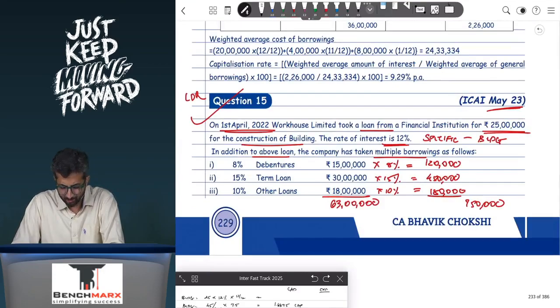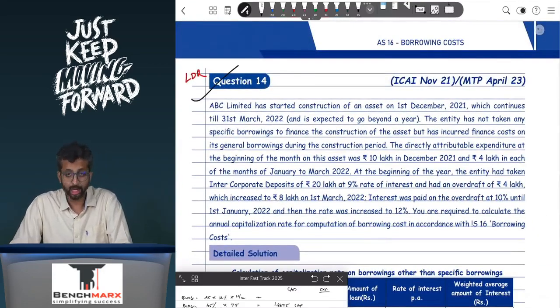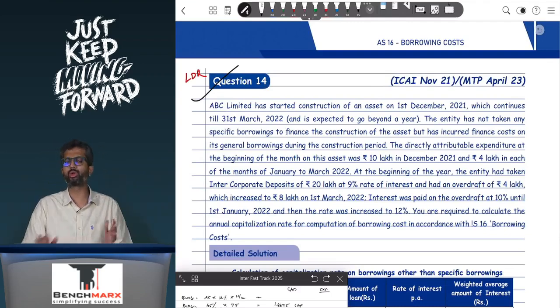So this is regarding question number 15. Next you go to question number 14. Now this is on calculation of capitalization rate, also called weighted average borrowing rate. Remember, when you look at the borrowings, you have a concept of qualifying asset, but you don't have a concept of qualifying borrowings, which means that even if there's a short-term borrowing like a bank overdraft, that can also be a part of the general borrowing pool. So you will not just look at long-term borrowings, even short-term borrowings can be taken.